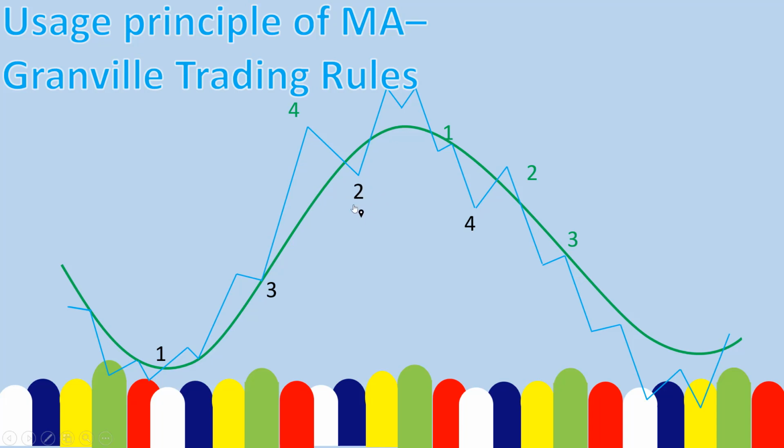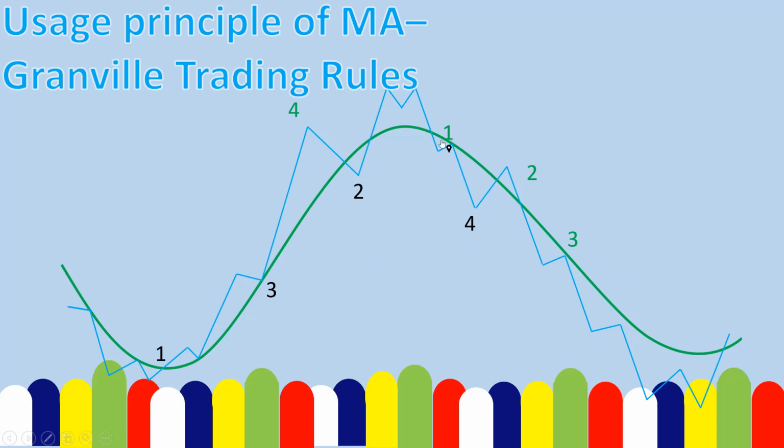So here will be the second buy point. And the third buy point is every time the price pulls back to the MA and the direction of the MA does not change, it's still upwards. So here will be the third buy point. And the fourth buy point is in a downtrend.